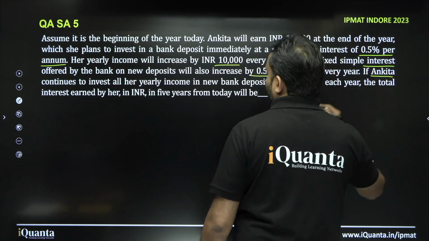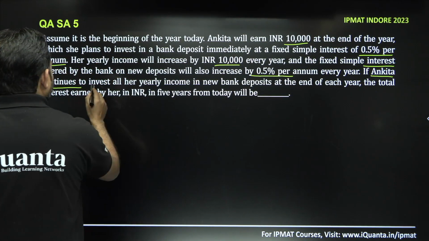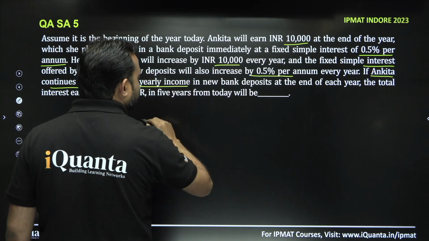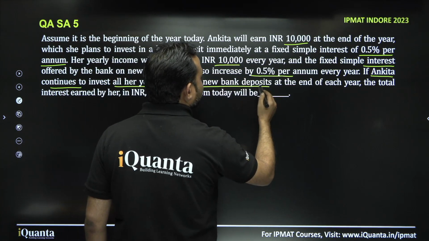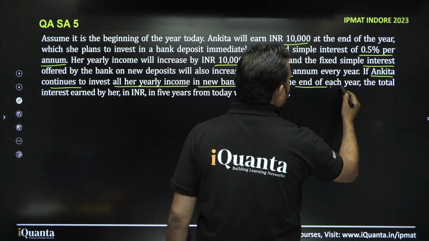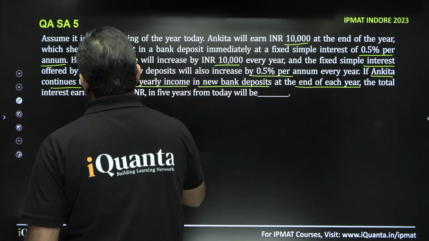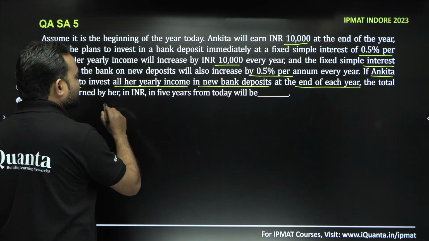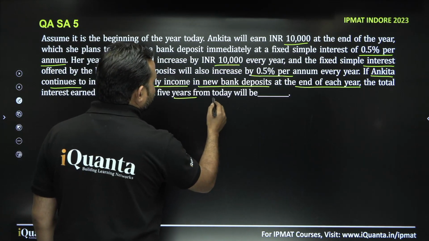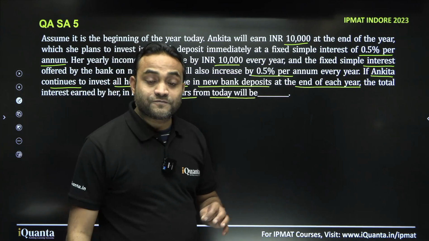If Ankita continues to invest all her yearly income in the new bank deposits at the end of each year, the total interest earned by her in INR 5 years from today will be.